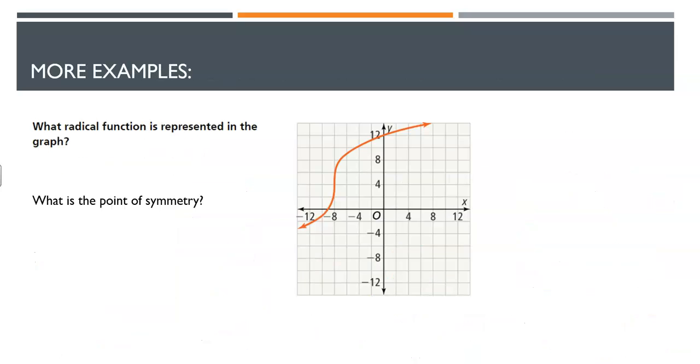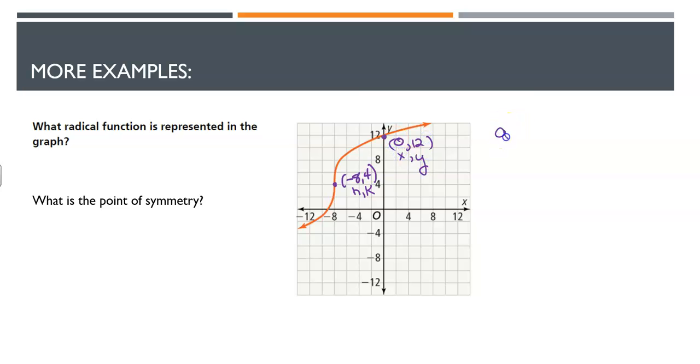Let's look at this one. This one's another example, and I'm going to help you through it a little bit. They didn't give us this point, but -8, 4 is that point of symmetry. So that's my h and that's my k. And then I would pick a point like 0, 12 for my x and my y.